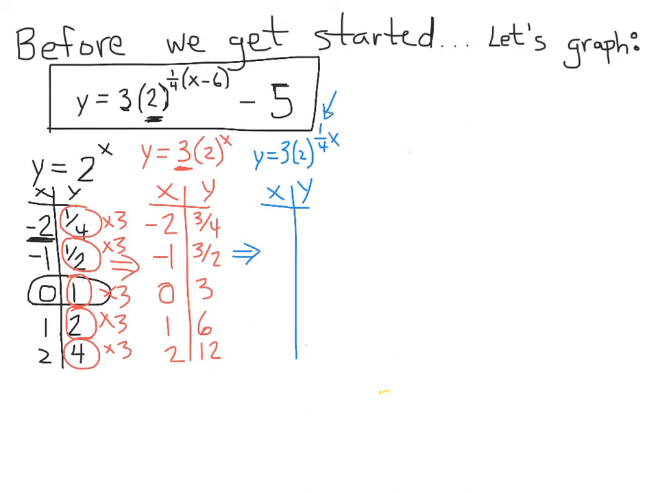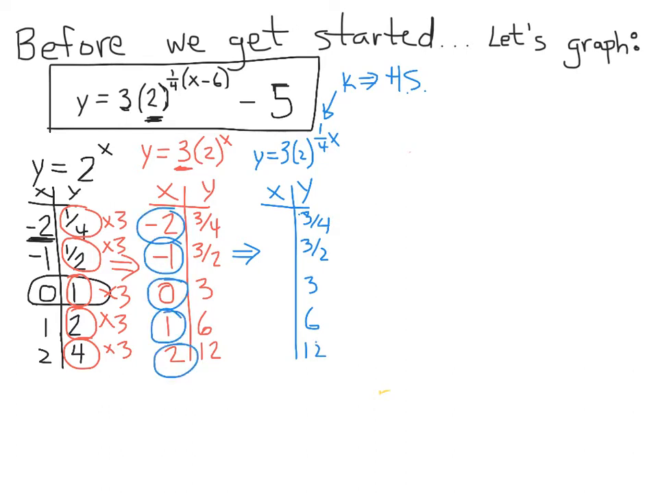Now I know that this quarter, your k is a quarter, that is a horizontal stretch by a factor of 4. So if you're stretching everything horizontally by a factor of 4, your y values will stay exactly the same. Those don't change. It is your x values that will get stretched. So I will take all of these x values and I'm going to multiply them all by 4.